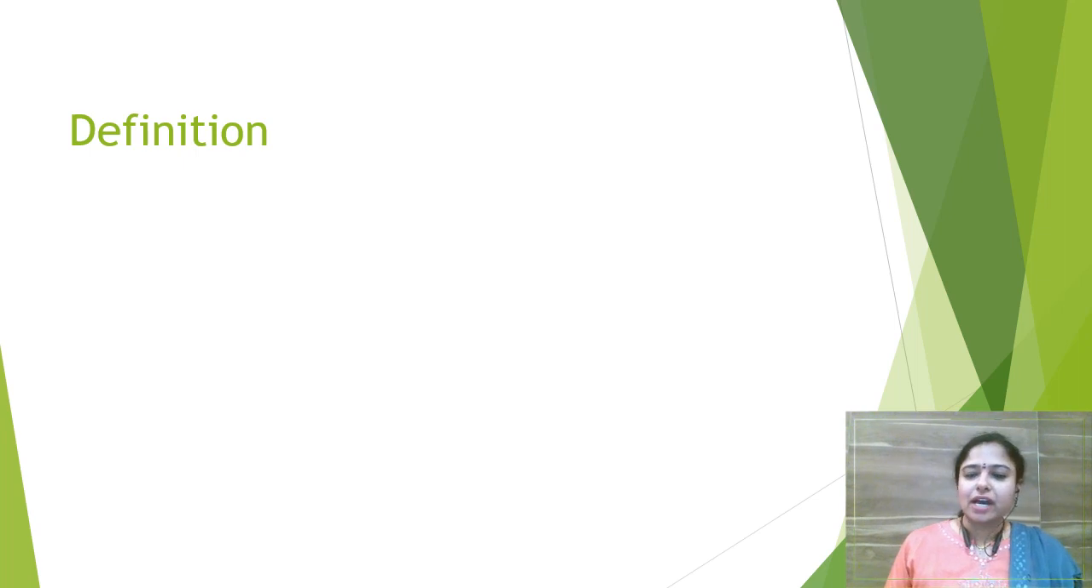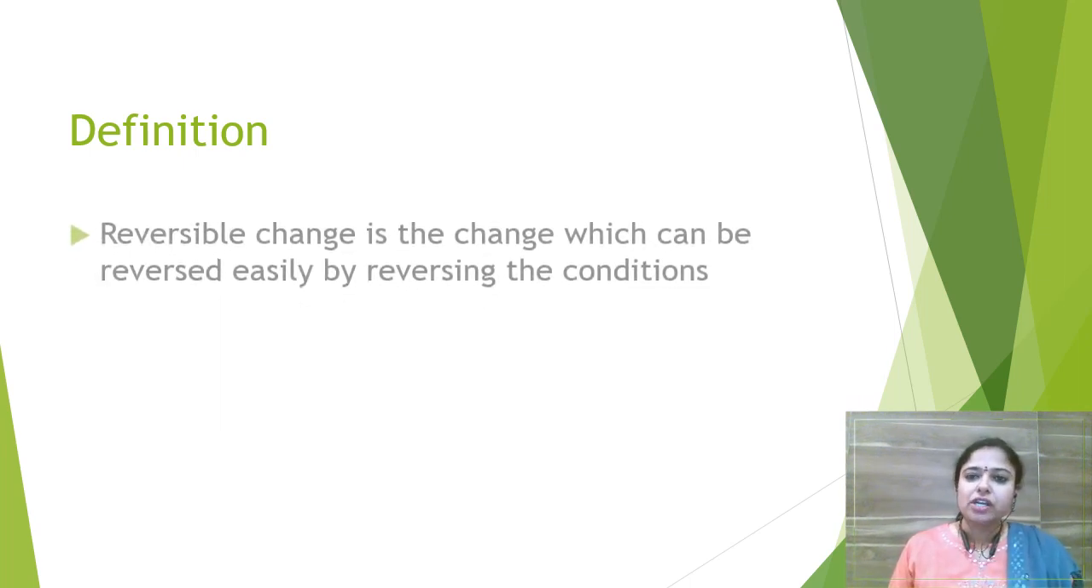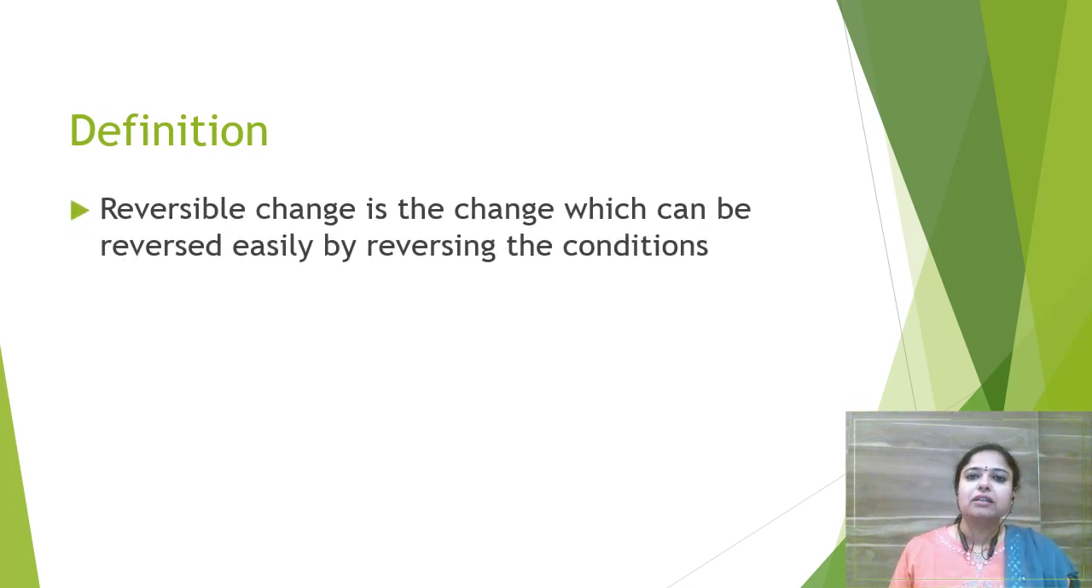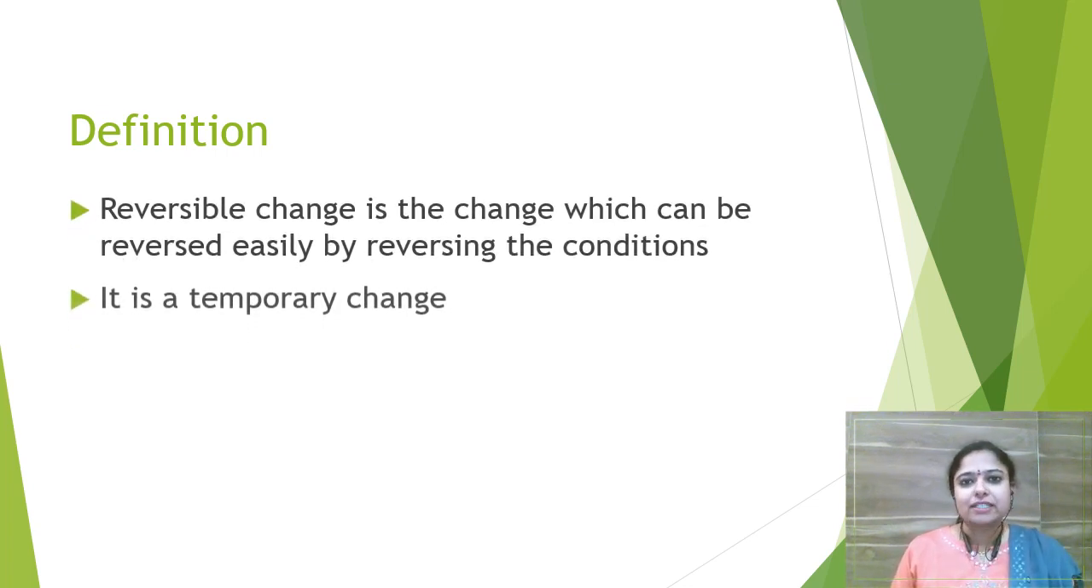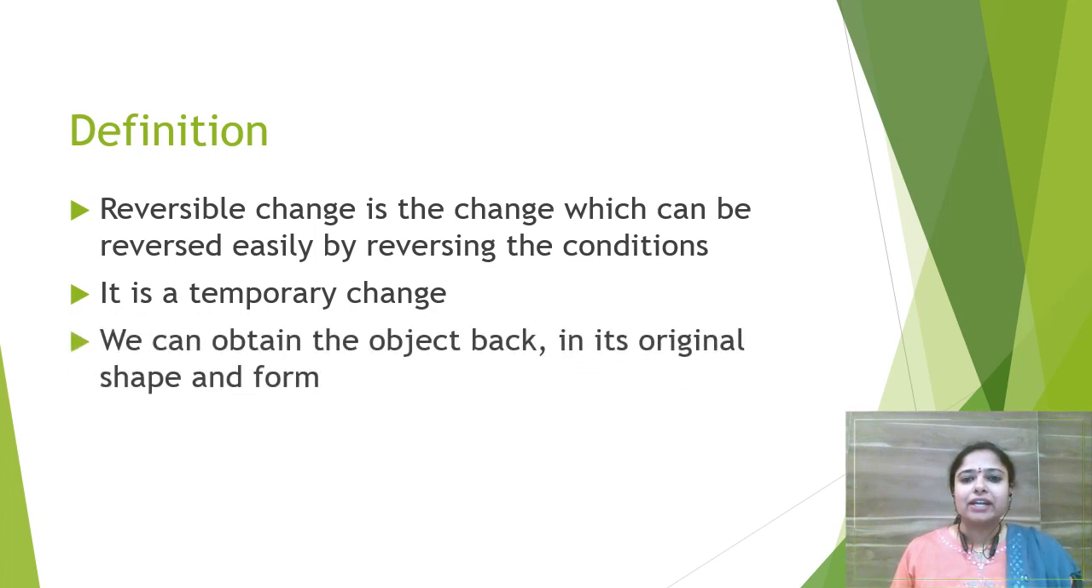So now we are in a position to define a reversible change. What is a reversible change? A reversible change is the change which can be reversed back easily by reversing the conditions. It is a temporary change. We can obtain the object back in its original shape and form.